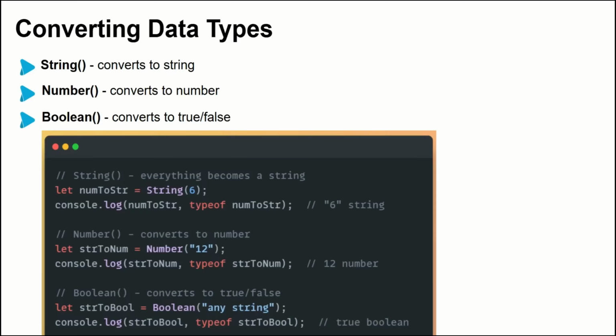For this example, we have created a variable called num2string, where we are converting the number data type 6 to a string data type. For the second example, we have created a variable called string to null, where we are converting the string form of number 12 to an actual data type number. For the last example, we've created a variable called string to bool, where we are converting any string to a boolean, which will be set to true.